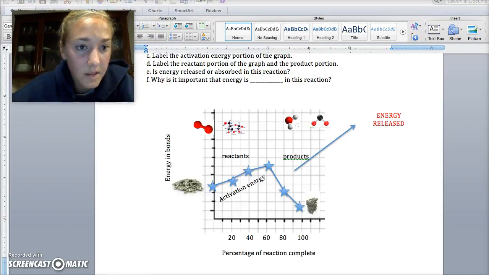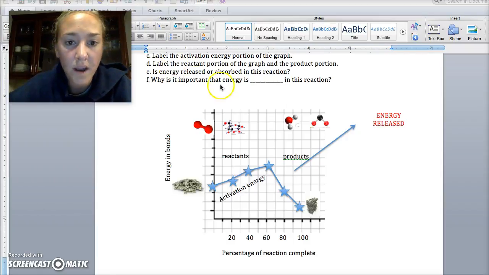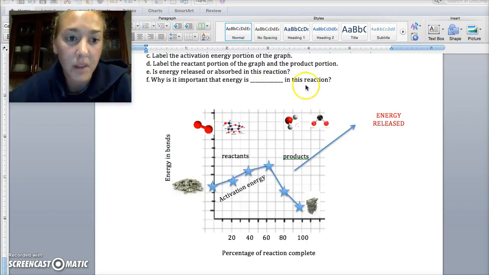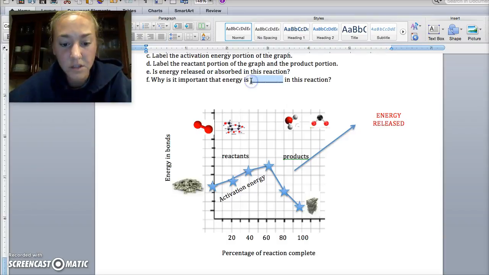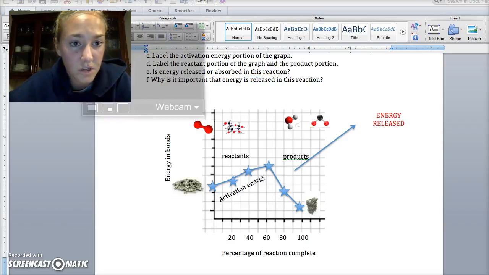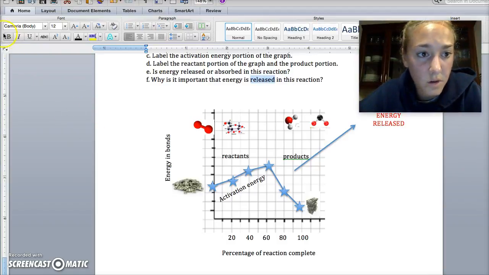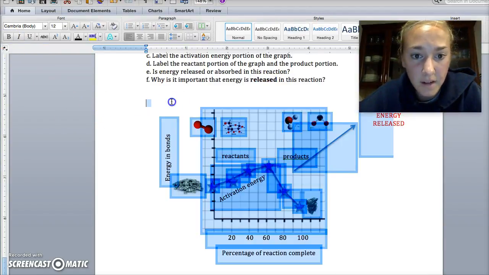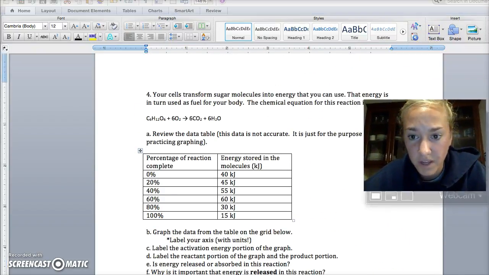Okay. Then the last question was more of like an extension, like let's think about this reaction more critically. It says, why is it important that energy is blank in this reaction? Okay, so I'm going to change this already to released because we know it's released. Okay, why is it important that energy is released in this reaction? Okay, and to answer this question, I have to move my face again to bold it. Okay, so to answer this question, you have to kind of look back at the information that I gave you at the beginning.